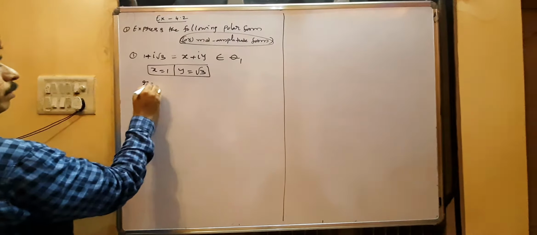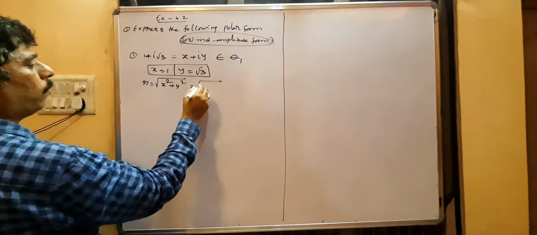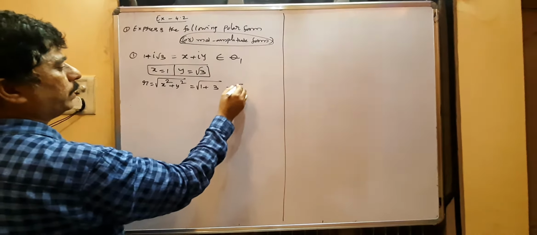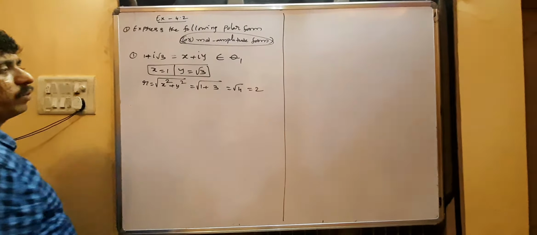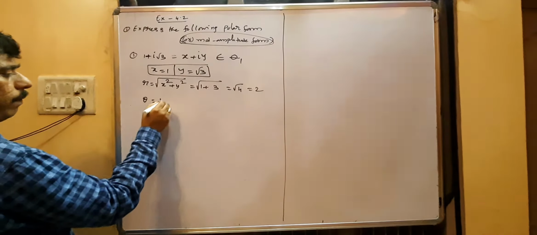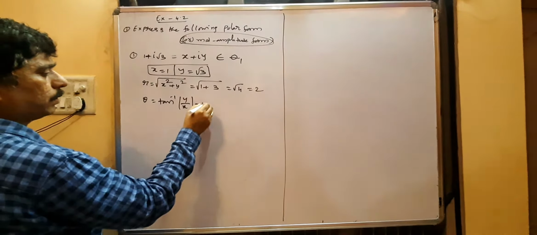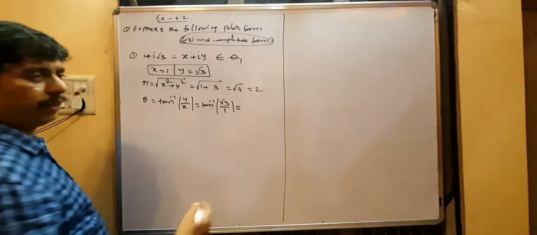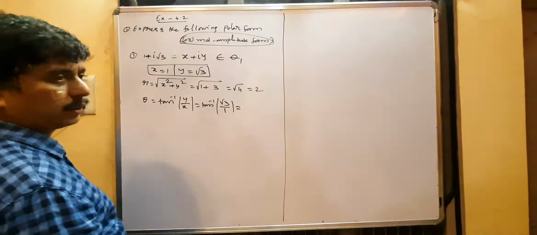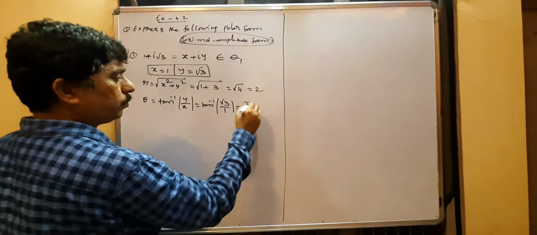What is the r formula? Root of x square plus y square. That is the root of 1 plus root 3 whole square, which is root 4, meaning 2. The complex number lies in the first quadrant, so the theta formula is tan inverse of mod y by x. That is tan inverse of root 3 by 1. Tan is root 3 when the angle is 60 degrees, that is 180 by 3, pi by 3.